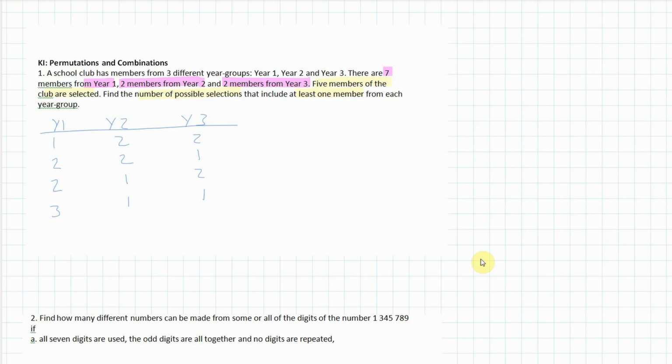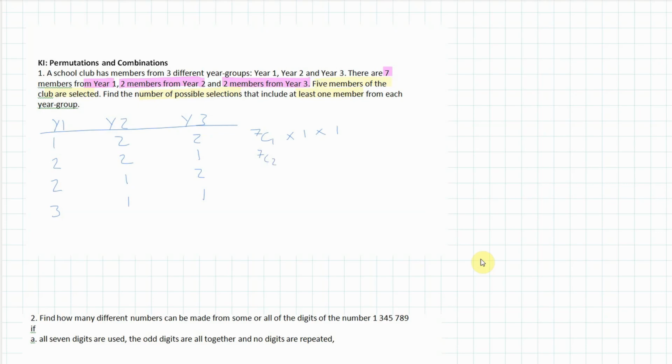Now, what are the chances of getting these? Well, for this first one here, we're choosing from year 1, we're choosing 1 out of the 7 members. So that's simply 7 choose 1. And then we're choosing everybody from year group 2 and everyone from year group 3. So there's only one way of doing that. The next one is 7 choose 2.